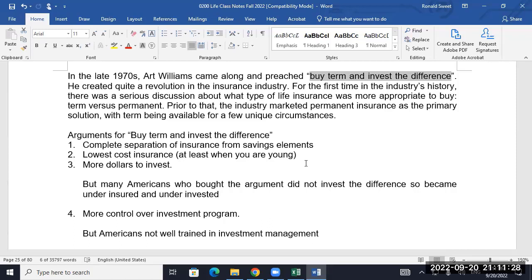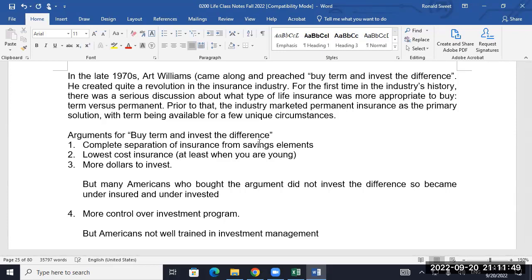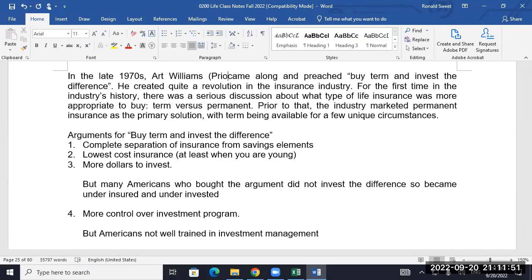That's his argument. I love the argument. I actually buy his argument. I don't like his company, but I'll buy his argument. So I buy his argument, but I wouldn't buy it from him. I buy it from somebody else, but that's his argument. Anybody know what firm Art Williams was the founder of? Have y'all heard of this firm? Primerica.